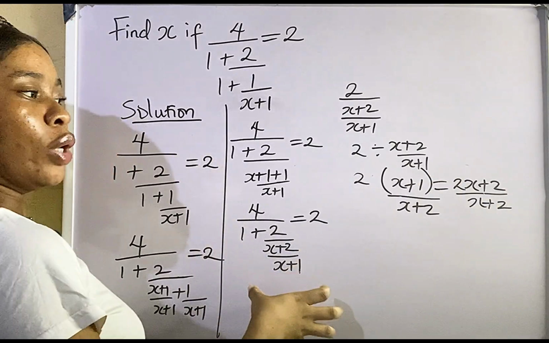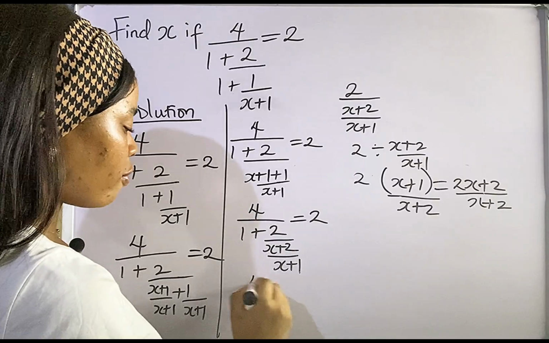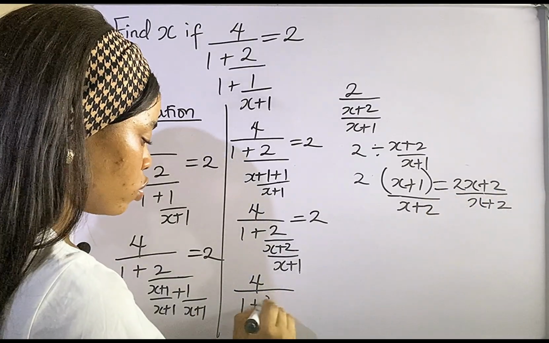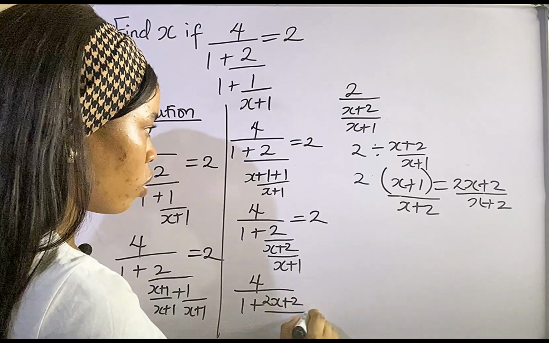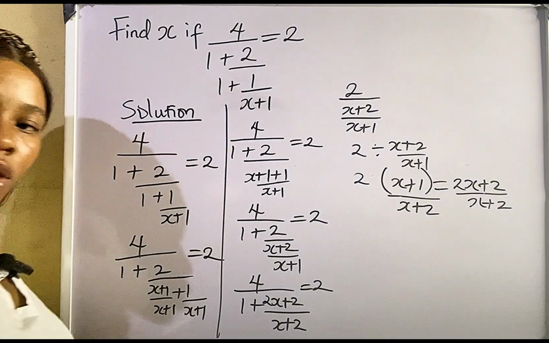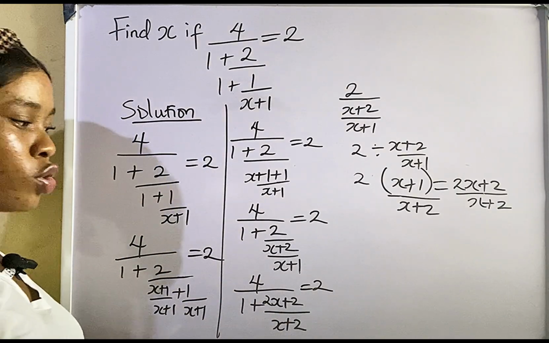So instead, we are going to be writing this instead of this. So we'll have 4 all over 1 plus 2x plus 2 all over x plus 2 equals 2. Now you can see that we are heading somewhere. It's becoming much simpler.